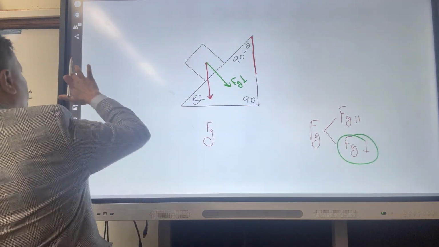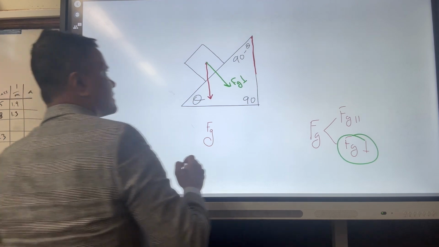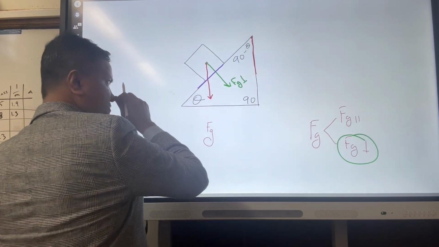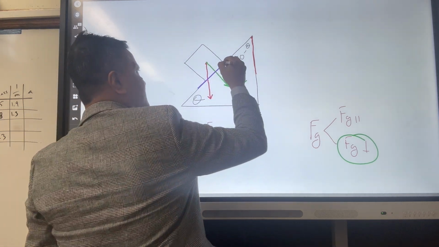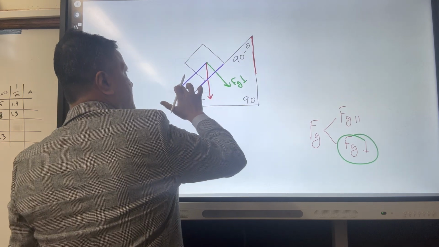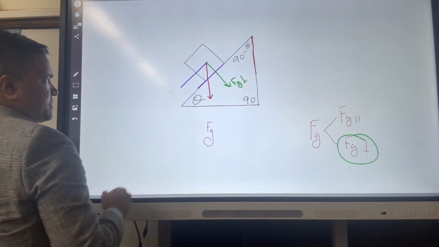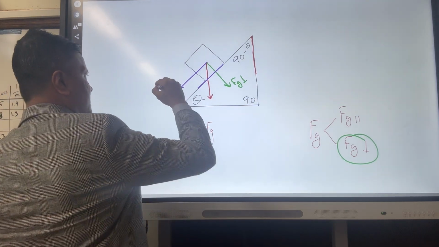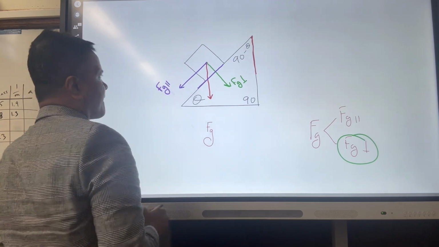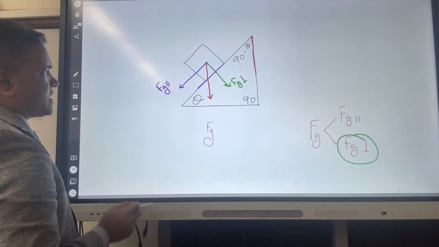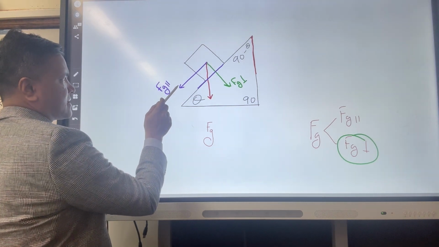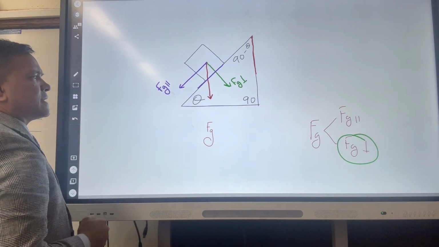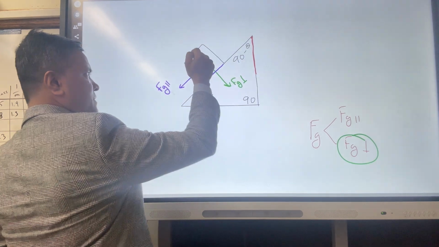Now let's draw this one. Notice that this is the incline, and I'm going to copy this. So what does that mean? What is the name of this vector? The name of this vector is FG parallel. And FG parallel, as you see, is 0-degree with respect to the incline itself. And FG perpendicular is 90-degree with respect to the box.